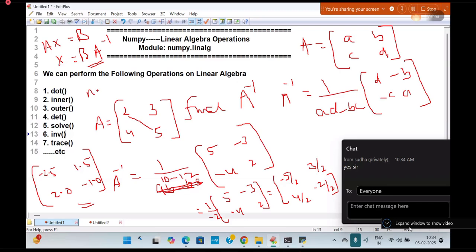How do I write it? NP dot dot of B comma INV of A. INV of A will give you the inverse of a matrix, and B is the original matrix. Dot is matrix multiplication. Are you okay? Yes. So you are okay.